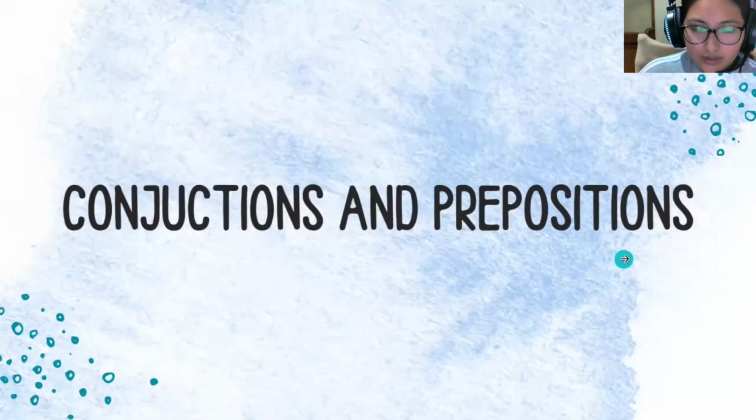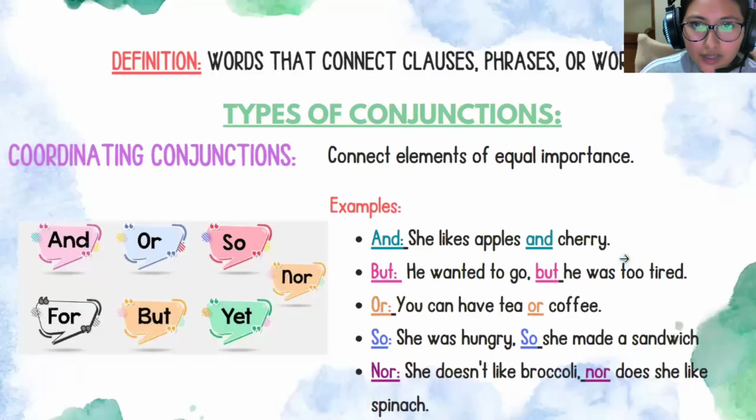Conjunctions and prepositions. Definition: words that connect clauses, phrases, or words. Coordinating conjunctions connect elements of equal importance. Examples: and, or, so, for, but, yet, and nor. She liked apple and cherry. He wanted to go, but he was too tired. Or: you can have tea or coffee.